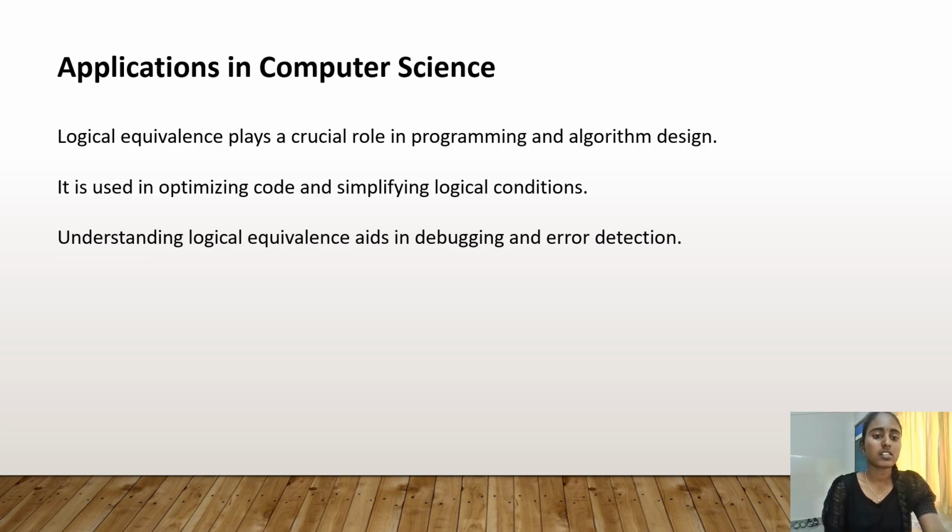Applications in computer science. Logical equivalence plays a crucial role in programming and algorithm design. It is used in optimizing code and simplifying logical conditions. Understanding logical equivalence aids in debugging and error detection.